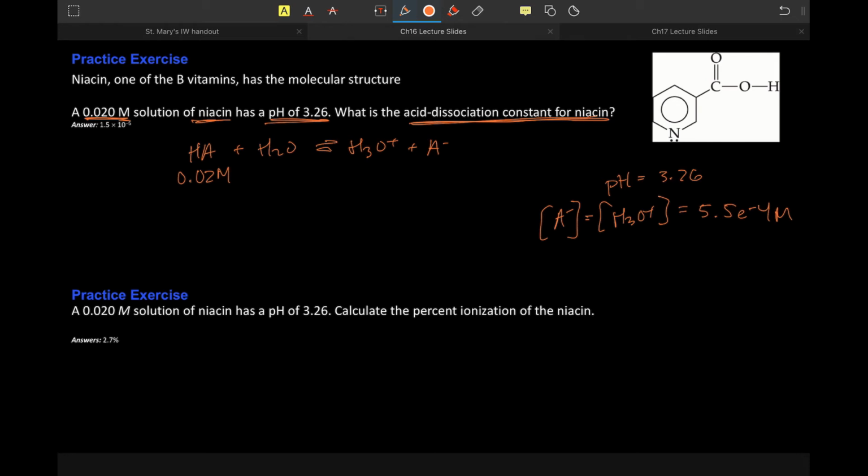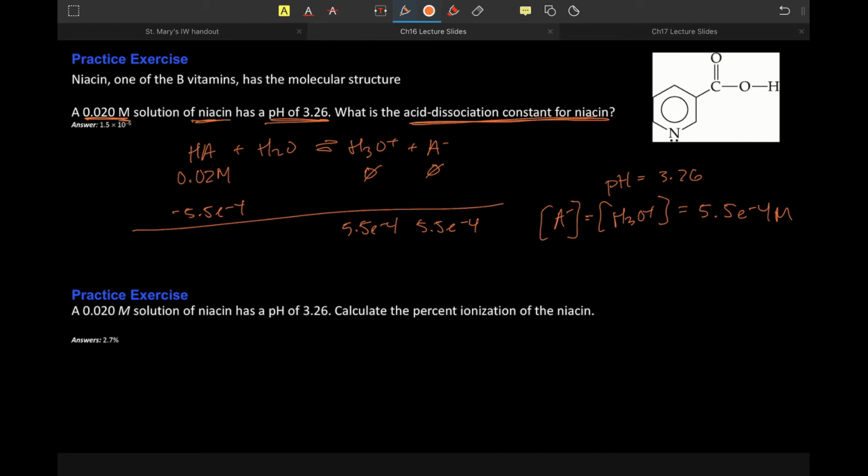So we know that's what happens down here. Oh my gosh, look at this, this is what we've done before. This is 5.5 E negative 4, 5.5 E negative 4, which then makes X that. So then 5.5 E negative 4, and then we would just solve.